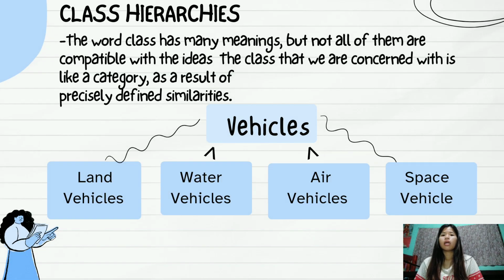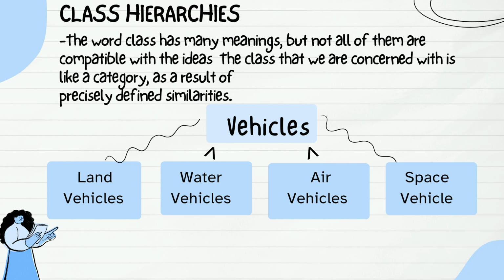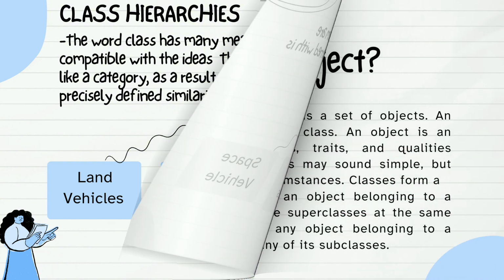Class hierarchies. The word class has many meanings, but not all of them are compatible with the ideas here. The class that we are concerned with is like a category, the result of precisely defined similarities. Vehicles is a superclass, while land, water, air, and space are subclasses.